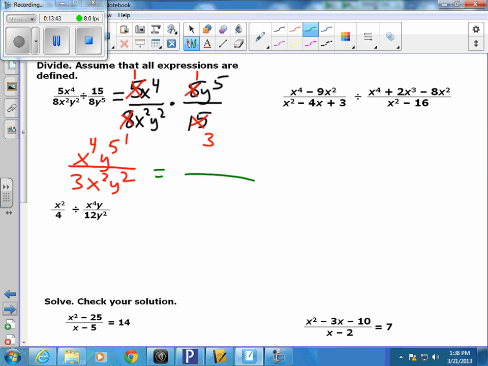And then simplify wherever you have common bases. So the x's, I would take x to the 4th over x squared. You can write the 1 on top if you want, so you have x squared on top. And then y to the 5th over y squared, subtract exponents, you'd actually have y to the 3rd on top.